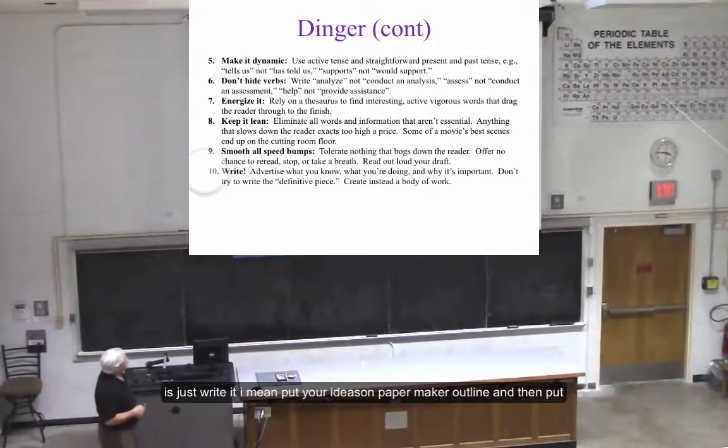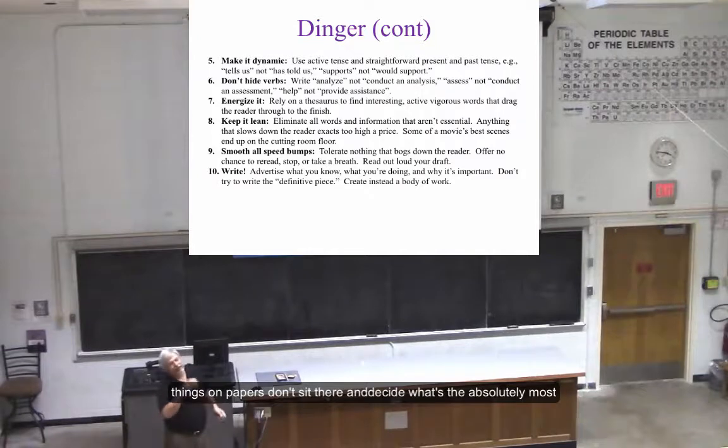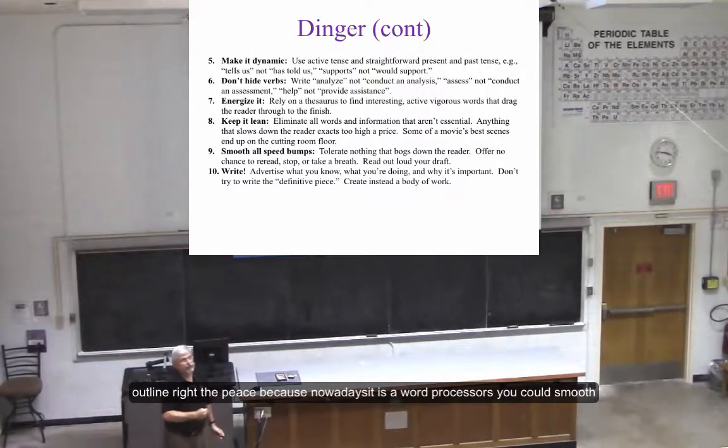And then the final thing is just write it. I mean, put your ideas on paper. Make your outline and then put things on paper. Don't sit there and decide what's the absolutely most perfect way to express this. Generate your outline. When you're happy with the outline, write the piece.